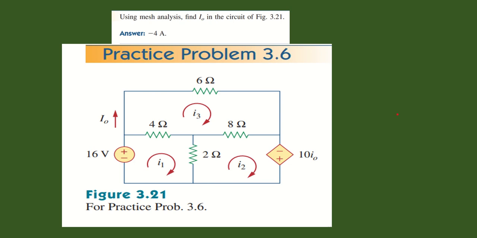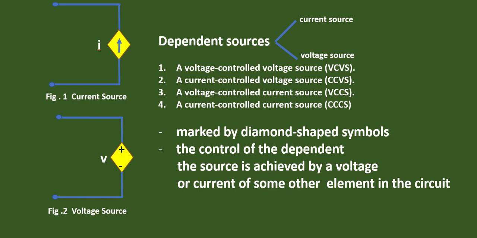At the same time, it is also marked that the I3 current is flowing in this loop. That means this I3 and I naught are the same. So wherever you come across this I3, it can be replaced by I naught, and hence we can find the I naught. Here we have one source given and it is diamond in shape. So we'll see what it is before solving that problem.